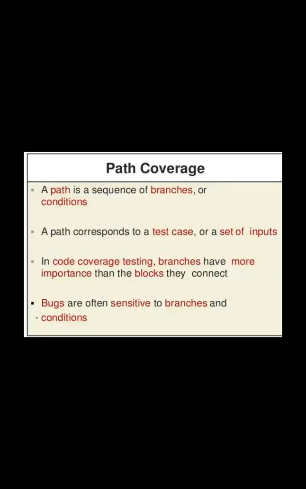In path coverage, a path is a sequence of branches or conditions. Say if A is greater than B, then A is 1, else A is 0. So A is 1 is one path, and A is 0 is another path. A path corresponds to a test case or a set of inputs. In code coverage testing, branches have more importance than the blocks they connect. So each and every set of inputs needs to flow through a particular path. Bugs are often sensitive to branches and conditions.